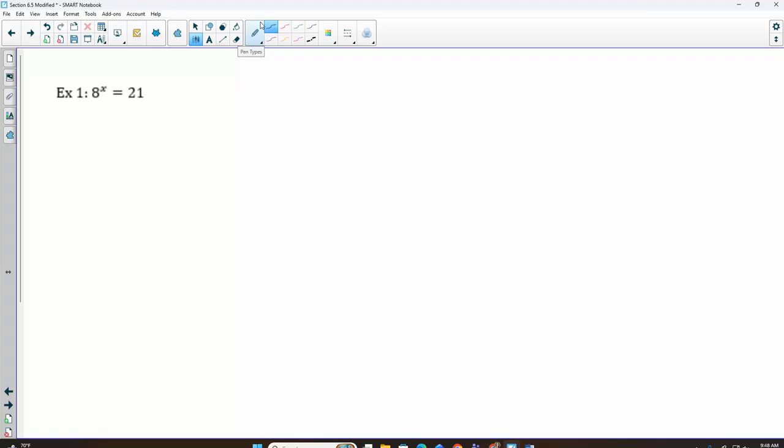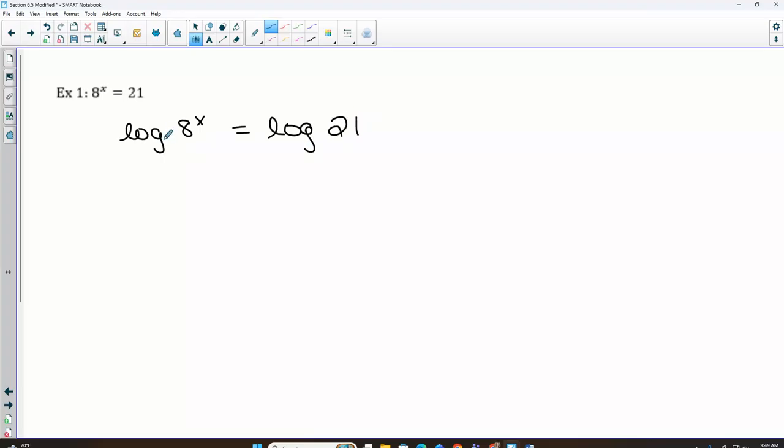So for instance, our first problem, 8 to the x power equals 21. Okay, obviously common base is the easiest option. I could rewrite 8 as 2 to a power, but can you write 21 as 2 to a power? No. So what we do instead is that property of logs, which says we can add a log to each side of the equation. Now technically you could add a log of whatever base you wanted.